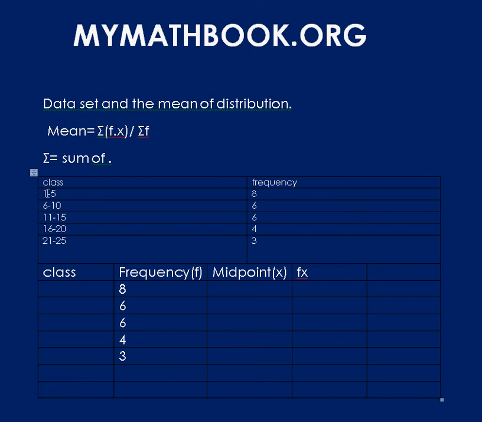The midpoint: we take the two class limits, add them up and divide by 2. So when you add 1 plus 5, you get 6, divide by 2, you get 3. You take 6 plus 10 is 16, divide by 2, you get 8. You do the same thing for the rest of the table, and you have the midpoints. Now the fx is the frequency times the midpoint. The first one is 8 times 3, which is 24. The next one is 6 times 8, which is 48. And then you continue doing the rest.